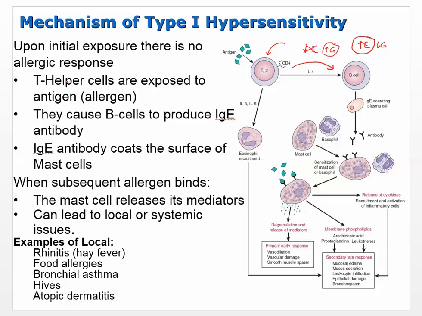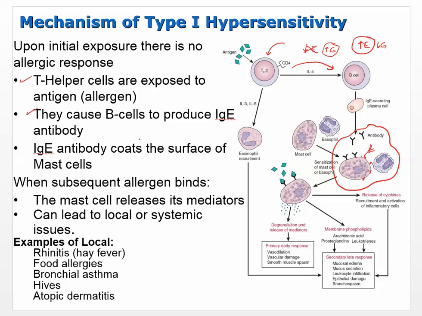So, yeah, T helper cells are exposed to the antigen. They cause B cells to produce IgE. And then the IgE, and this is really one of the most important parts of this, will then insert itself, or it actually binds to, sticks on little receptors that are on the outside of mast cells, and then it will activate those mast cells. I'm trying to draw that there. So then it will actually activate those mast cells and cause degranulation.